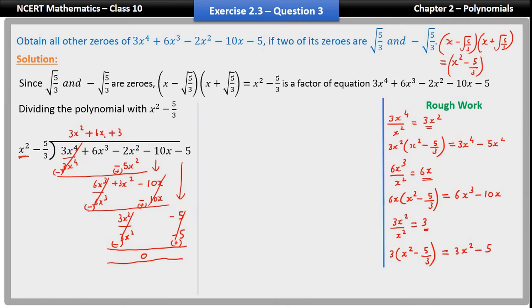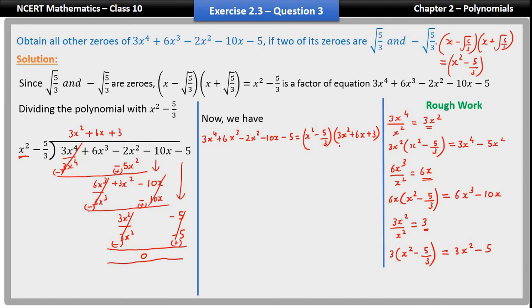That means if you multiply 3x square plus 6x plus 3 and x square minus 5 by 3, you will get this polynomial. So now we have 3x power 4 plus 6x cube minus 2x square minus 10x minus 5 is nothing but x square minus 5 by 3 into the quotient 3x square plus 6x plus 3.